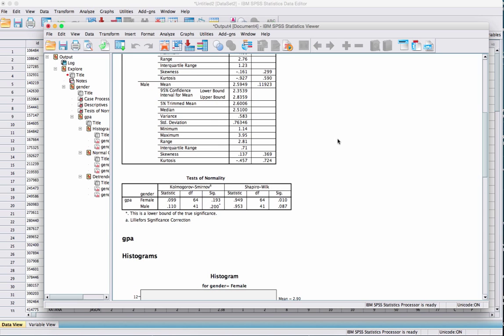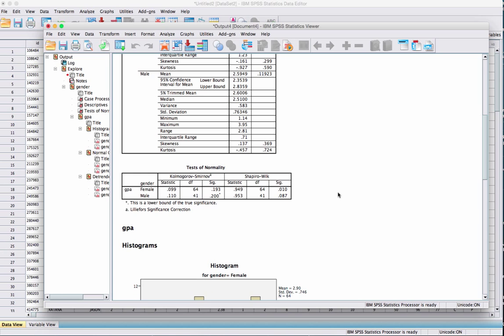But more easily, we can come down here to the Shapiro-Wilk test, and we see that the distribution of scores for females is significantly skewed. Males, it's not significantly skewed. And how do I know whether it's significant or not? Well, any value that's below 0.05 is significant. Any value that's above 0.05 is not significant.